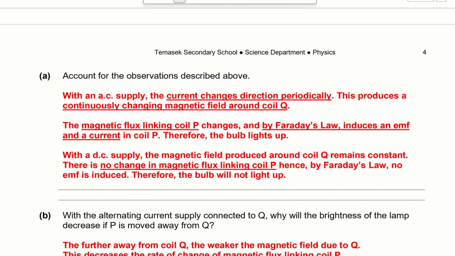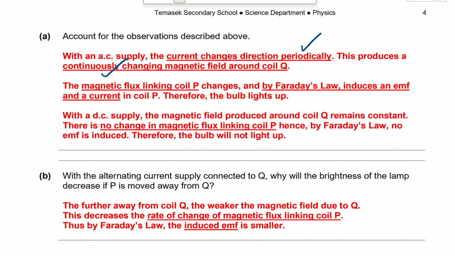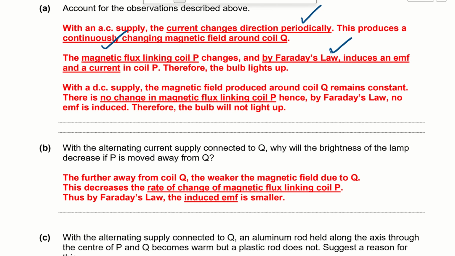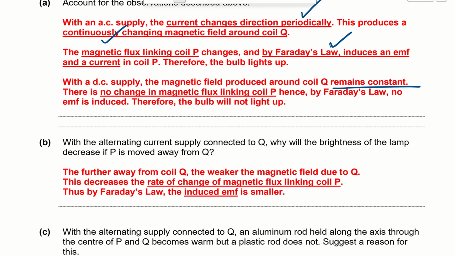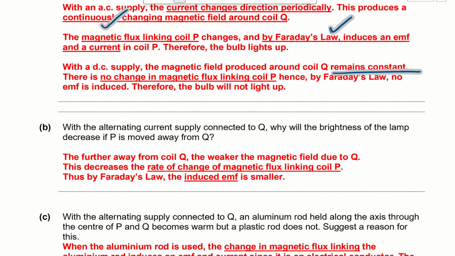Account for the observations described. With an AC, the current changes direction periodically. This produces a continuously changing magnetic field around coil Q. So according to Faraday's law, it will induce an EMF. But with DC, the magnetic field produced will remain constant, with no change in magnitude and no change in direction. So therefore, there's no change in the magnetic flux linking the coil. Okay, so we see the same kind of answering template.